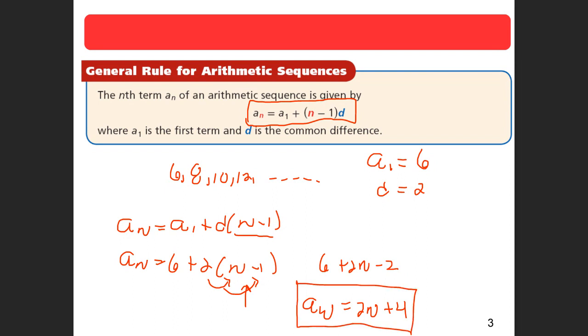Boom. There's my equation. Now, how can I check myself? Well, plug 1 in here. 2 times 1 is 2 plus 4 is 6. Is 6 my first term? Yes. Here, this is my fourth term. So if I plug in 4, I should get 12. 2 times 4 is 8. 8 plus 4 is 12. This does work. This is how we find an explicit formula for a list of numbers.